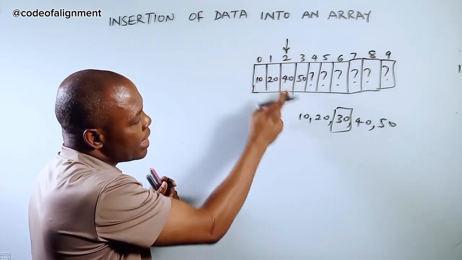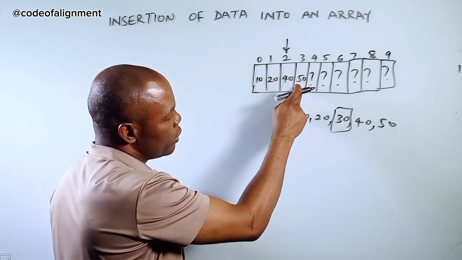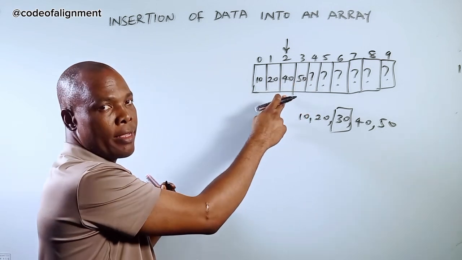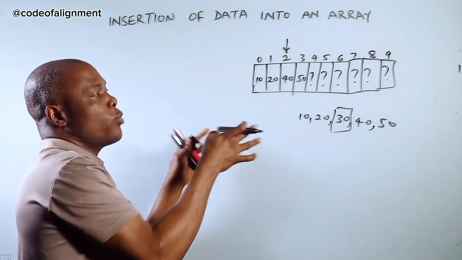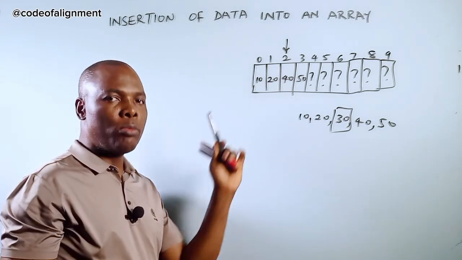Now, for me to be able to insert this 30 into this place, I have to shift this 50 to this place, shift this 40 to this place, then insert the 30 there. So that is what I want to achieve. How am I going to write a program for the computer to be able to do this?